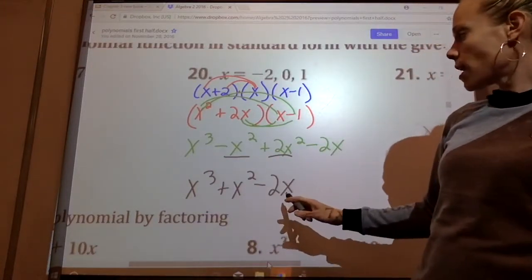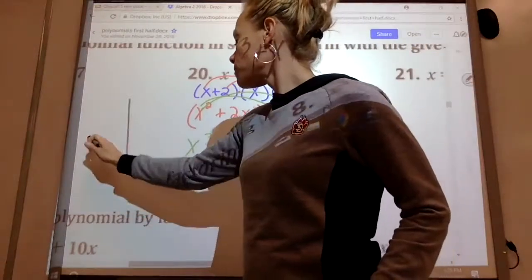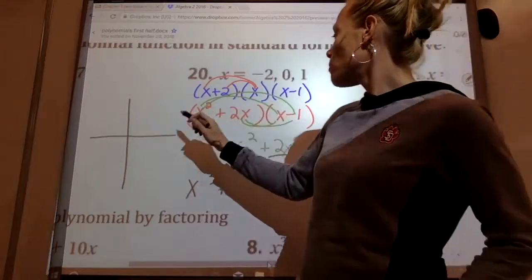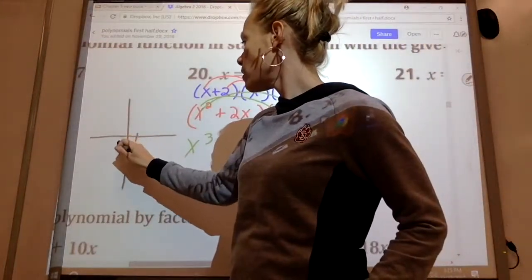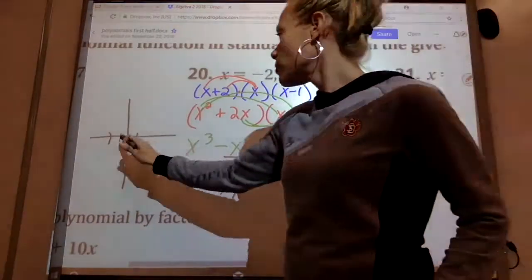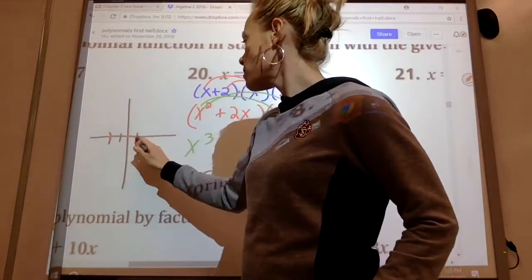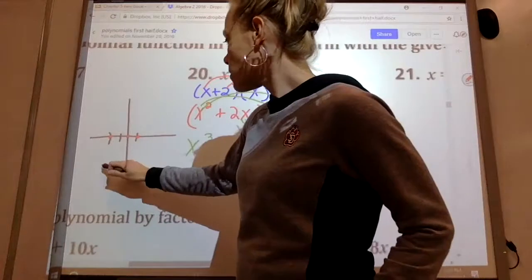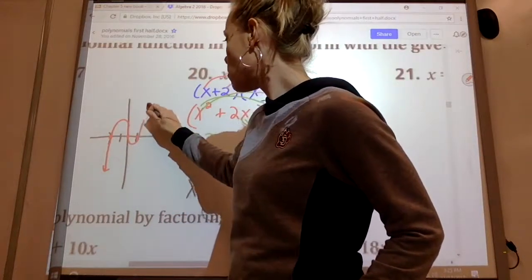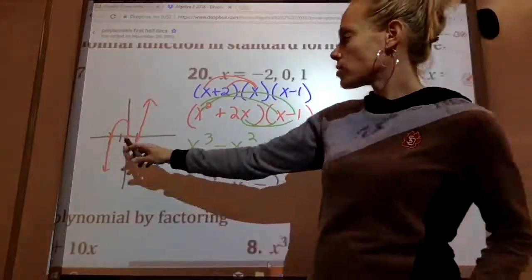So if I were to graph this cubic function, and my roots are 0, 1, and negative 2, right? I could graph it and see that it goes through those 3 points. It'd probably look something like this, right? That's one way you can check yourself.